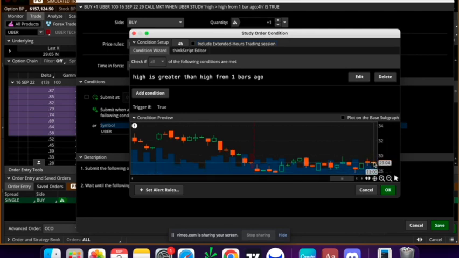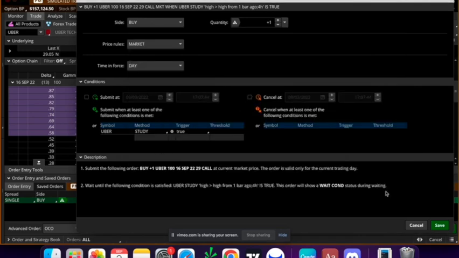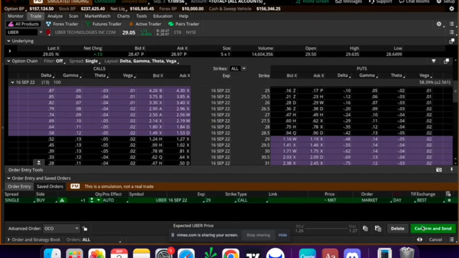But yes, for Uber, if you wanted to catch this 4-hour break, your conditions are saying that when this breaks this high, I want to buy. And I'm going to buy, go back to it, the $29 call. Once you do that, you just click save and confirm and send, and the brokerage will basically do it for you.